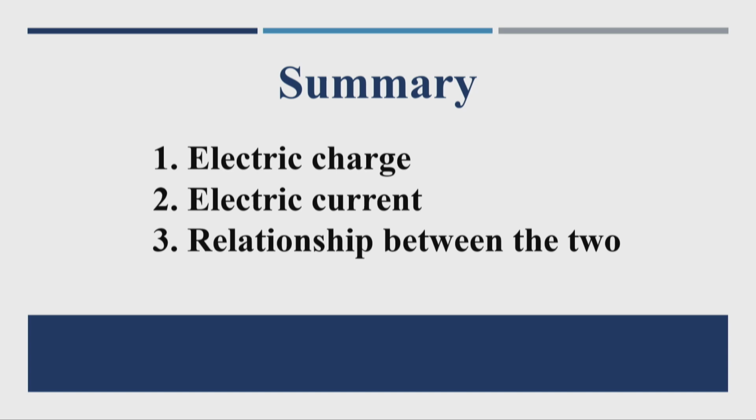So far, we have learned that, firstly, there are two types of charges. Secondly, an electric current is the amount of charge flowing per unit time. Thirdly, we learned that these two physical quantities are related to each other through the equation: current is equal to charge flowing divided by time taken. Mathematically, I is equal to Q divided by T.